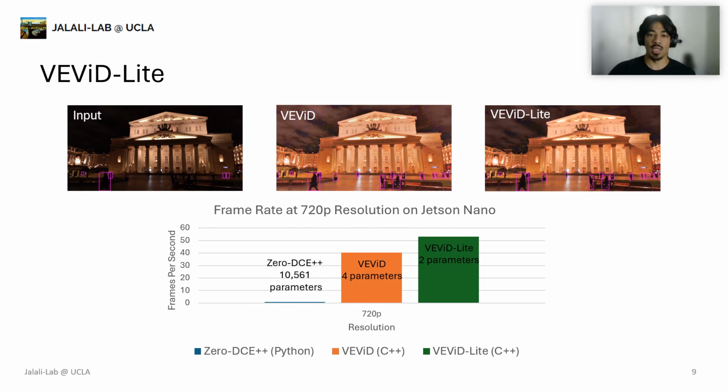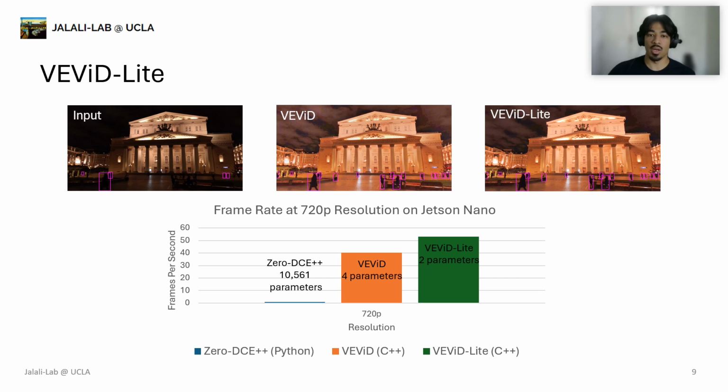To further accelerate the low-light enhancement process, Vivid Light was introduced, which is a numerical approximation of the full Vivid algorithm. This approximation removes the forward and inverse Fourier transforms in the original Vivid algorithm and replaces them with a closed-form approximation in the spatial domain. This further reduces the computation time without sacrificing the visual quality of the output.